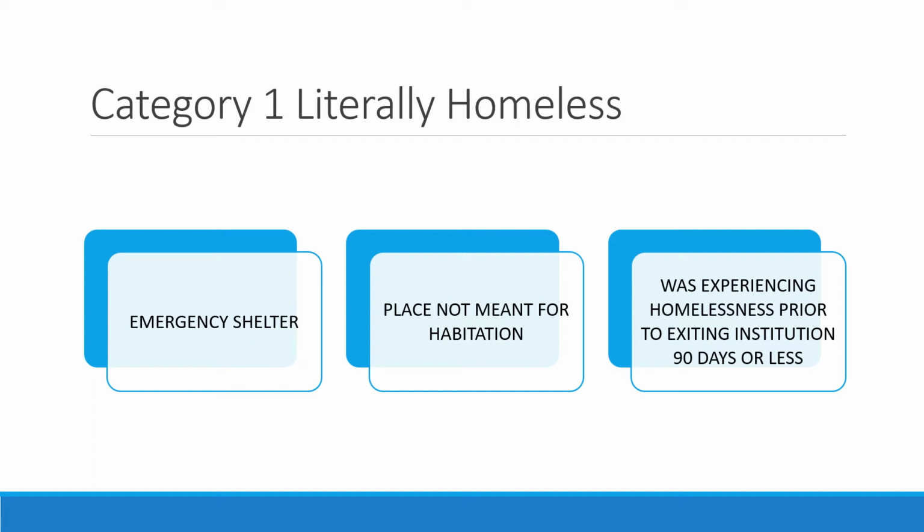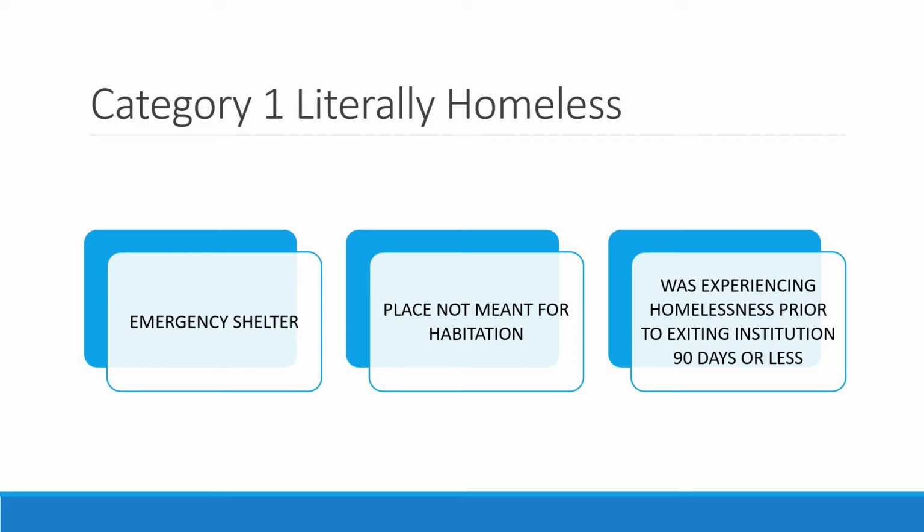And for the institution piece of this, that third piece, an example of an institution stay would be someone who's staying in the hospital, incarceration, a residential treatment facility, or a mental health institution. So if someone has been staying in an institution for 90 days or less, and right before they went into that institution, they were literally homeless, so emergency shelter, outside, or in a car, then that person is considered literally homeless. So an example would be, let's say, if someone was incarcerated for 60 days and they were living outside right before they went into incarceration, that person is considered literally homeless.